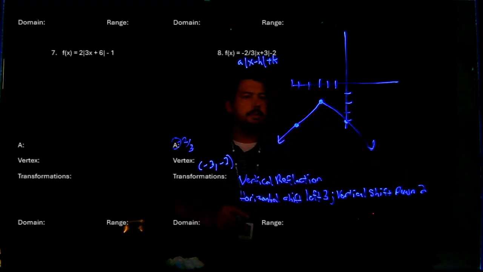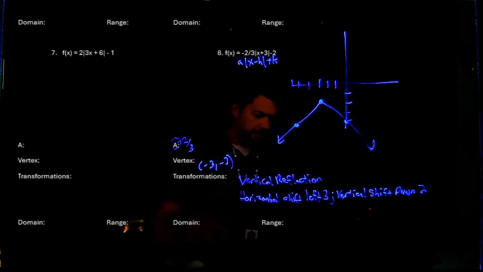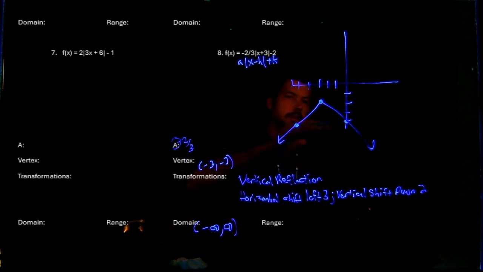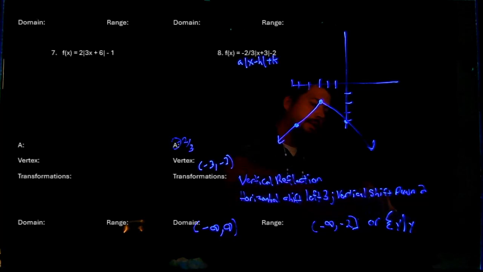And now we get to talk about domain and range. Now, it's a V. The domain of any V is going to be from negative infinity to positive infinity. My range here, we have a low y value of negative infinity and a high y value of negative 2. And again, set builder notation, all values of y such that y is less than or equal to negative 2.